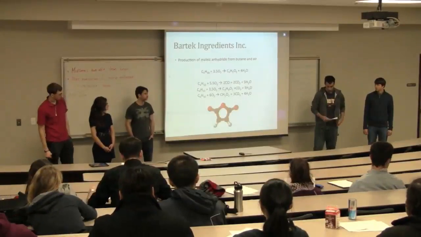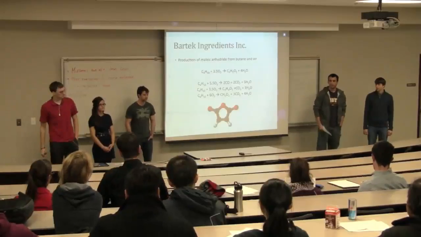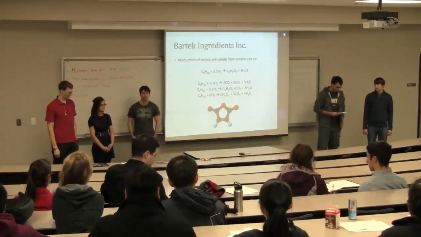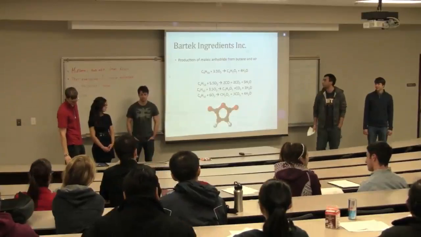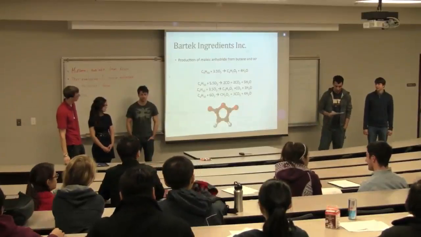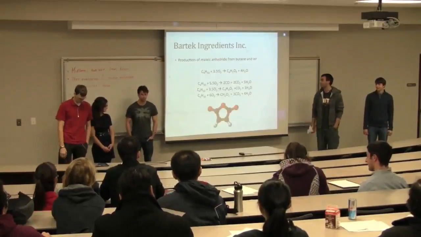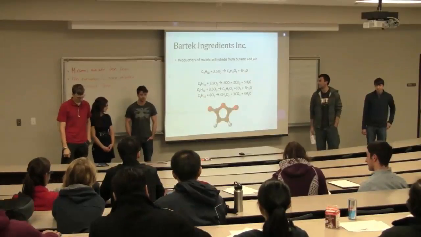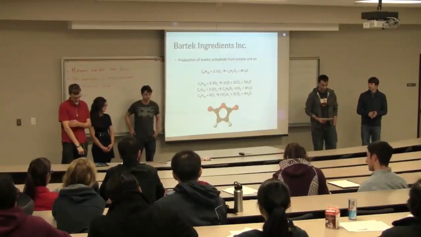The maleic anhydride is sold at cost to Bartek's maleic acid plant. The profit for the maleic anhydride plant is from the selling of maleic acid. Maleic acid is used as a food sweetener and a flavor enhancer.